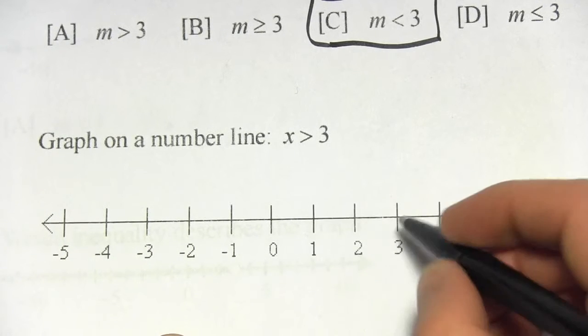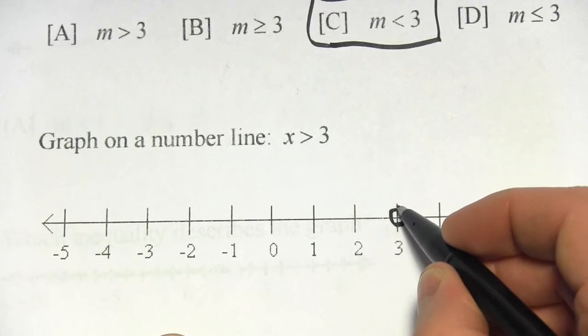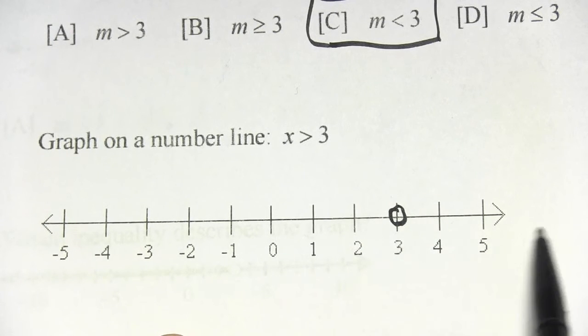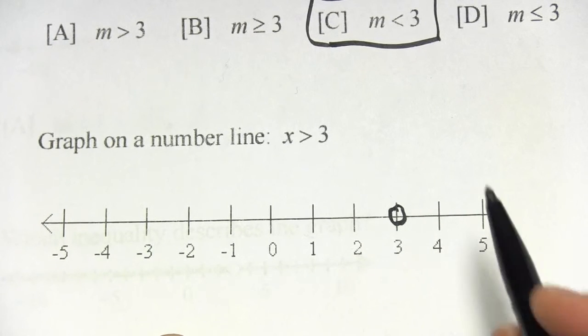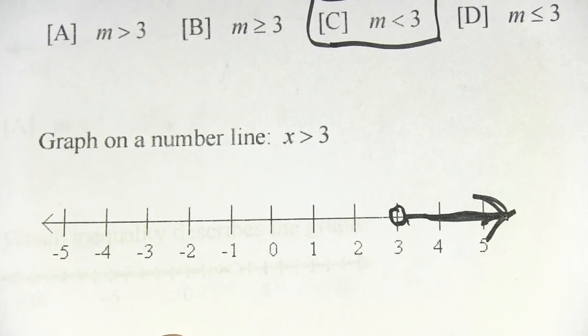An equal to would include the 3, and then it would be filled in. But this one's going to be empty. So I draw my little empty dot there. And then, since this is greater than, I have to go in the direction, shade in the direction of the numbers getting bigger. So we just do it like that. So that is a little bit of work with graphing inequalities on the number line.